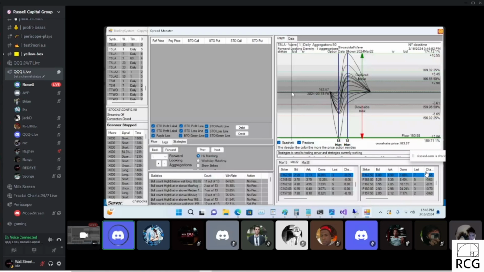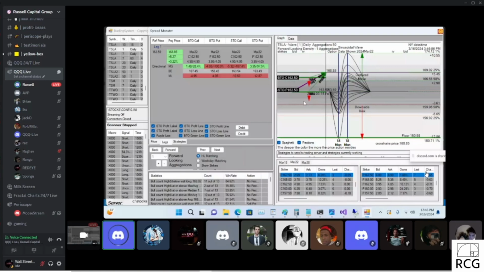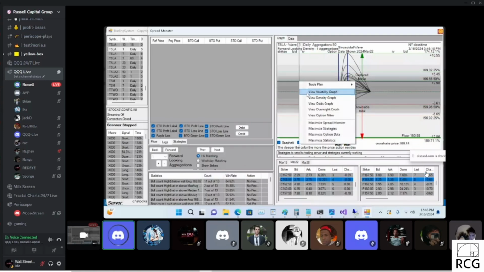Yeah. Oh yeah, I could do that. I haven't had time, so I've got the volatility, the density, and the odds graph up and running. The overnight crush and what I call the options nitro thing, I haven't started working on those yet. I need to get those in there.